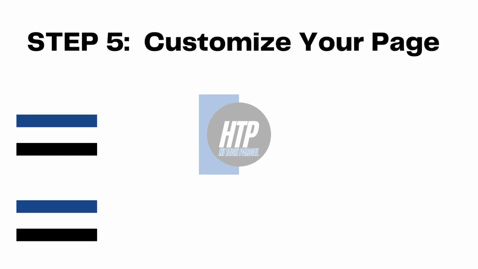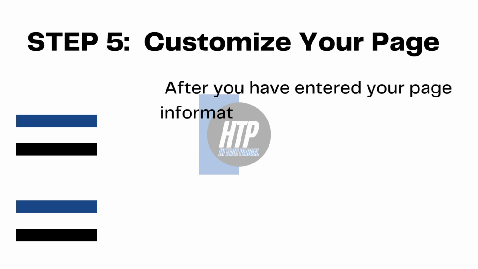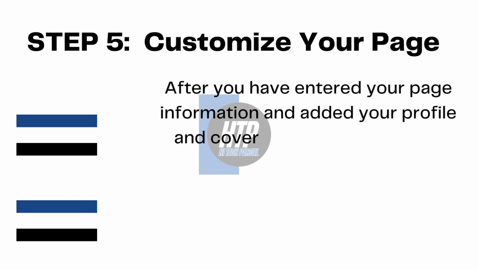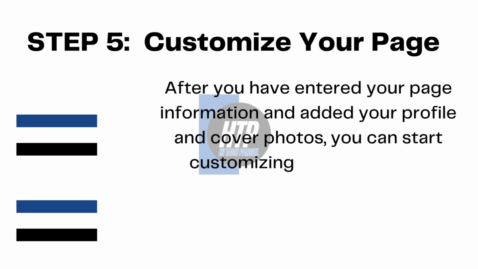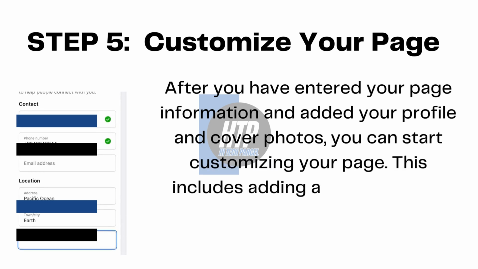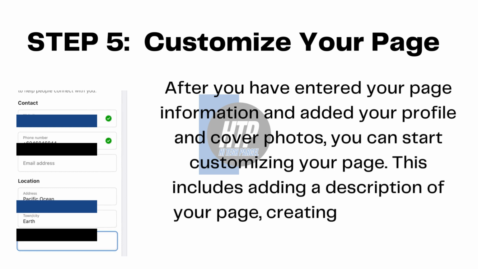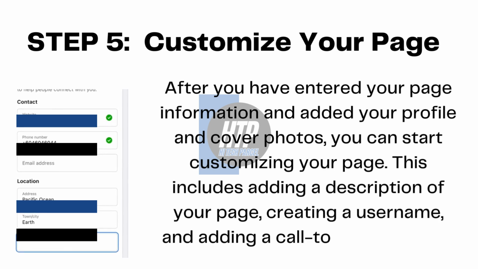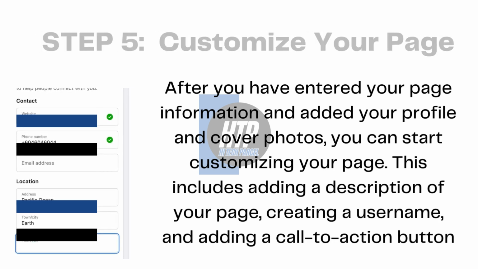Step 5. Customize your page. After you have entered your page information and added your profile and cover photos, you can start customizing your page. This includes adding a description of your page, creating a username, and adding a call to action button.